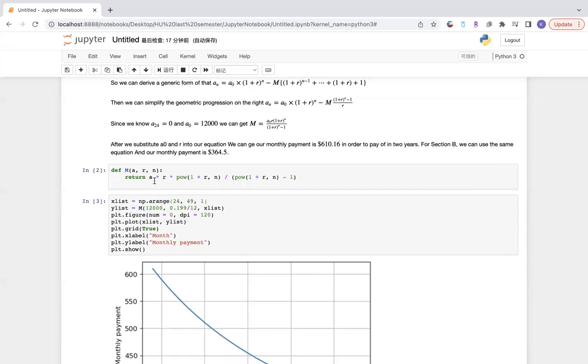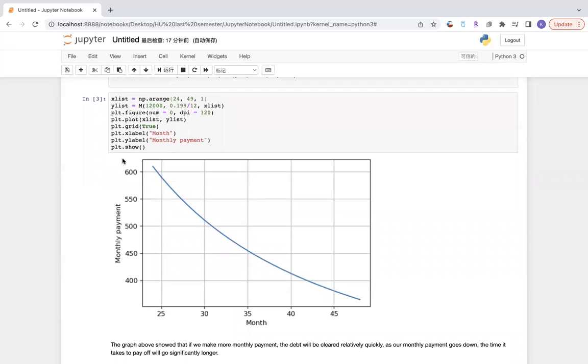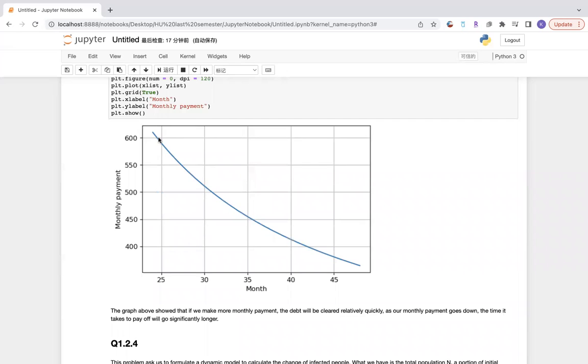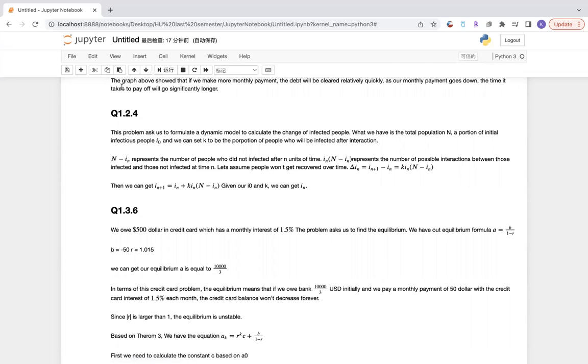So we put that equation into a function here, and we plot the graph using a range of months from 24 to 48. It shows that if we pay more money each month, we will pay off quickly, and if we pay less money each month, then the slope will continue to get longer and longer as we pay less and less. So this is question 1.1.12.